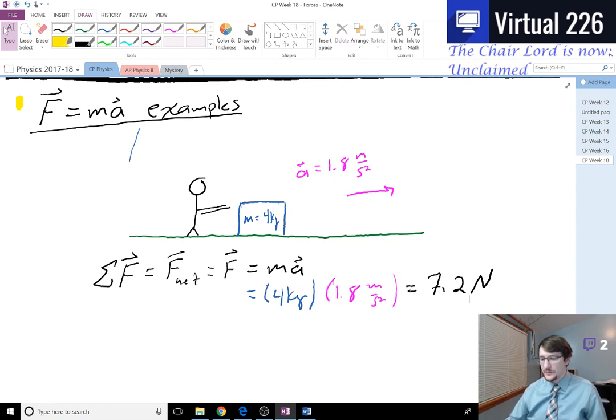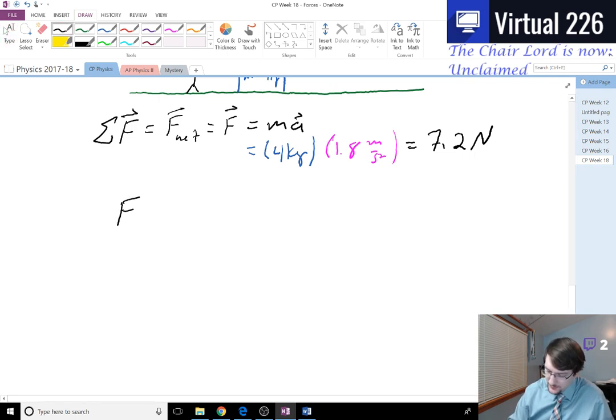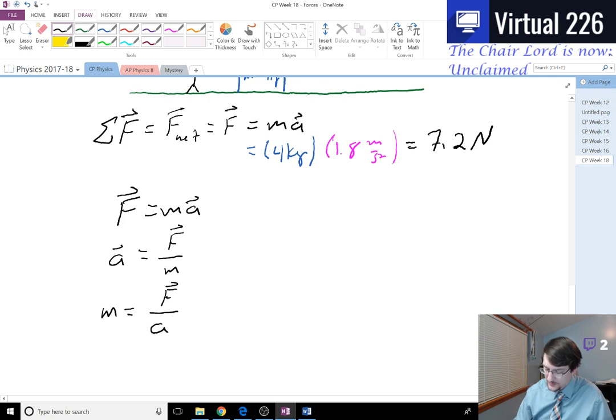I could give you a slightly different problem here. I could say you're pushing with 7.2 newtons on a 4 kilogram block. What's the acceleration? I could say, hey, you're pushing with 7.2 newtons and the box accelerates at 1.8 meters per second squared. What's the mass? Depending on what you're trying to solve for, you're solving for force, F equals ma. You can solve for acceleration, that equals force divided by mass, just dividing the mass over. Or if we do the same thing for the mass, that is force divided by acceleration.